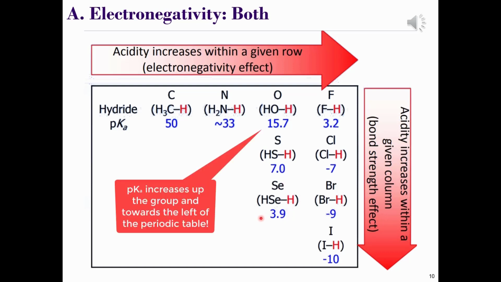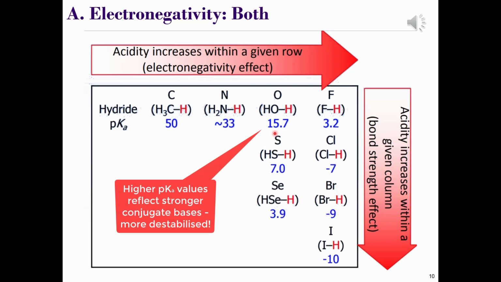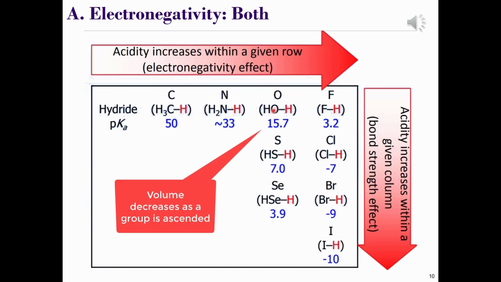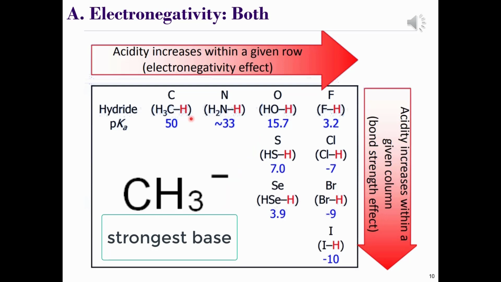When the pKa is increasing up a group or towards the left of a period, then the conjugate base is destabilized. And this correlates with either the volume becoming smaller as you ascend the group for that ion, or if you're going towards the left of the periodic table, then the electronegativity effect dominates because the electronegativity is less, and the conjugate base of this atom is destabilized because of its inability to hold the negative charge. Think of methanide as being the strongest base as evidenced by its pKa value.